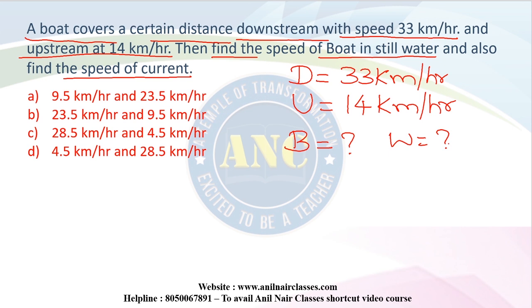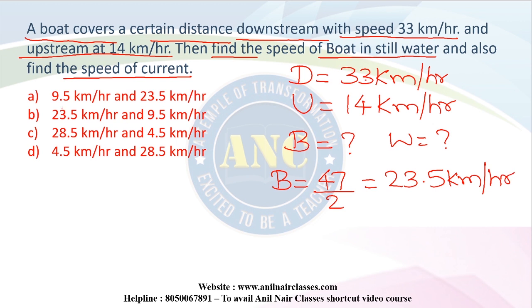Now it's a very, very basic question, because we know that speed of boat in still water is (D plus U) by 2. 33 plus 14 is 47. 47 divided by 2 is 23.5 kilometers per hour. If you observe the answer options, there is only one option which has 23.5 kilometers per hour. So you can eliminate the other options. The answer should be option B.